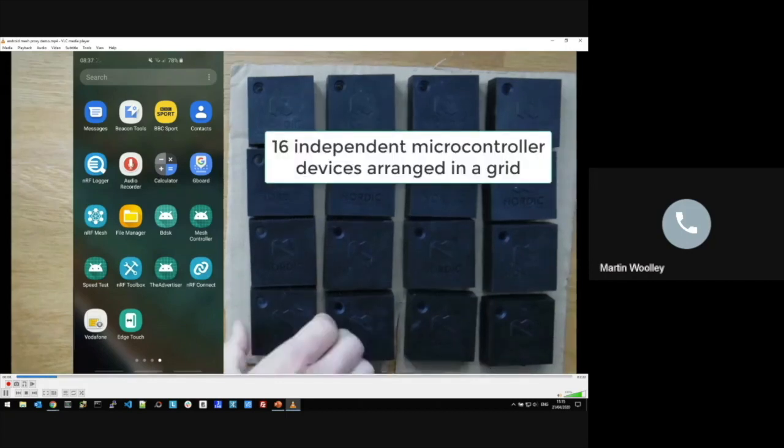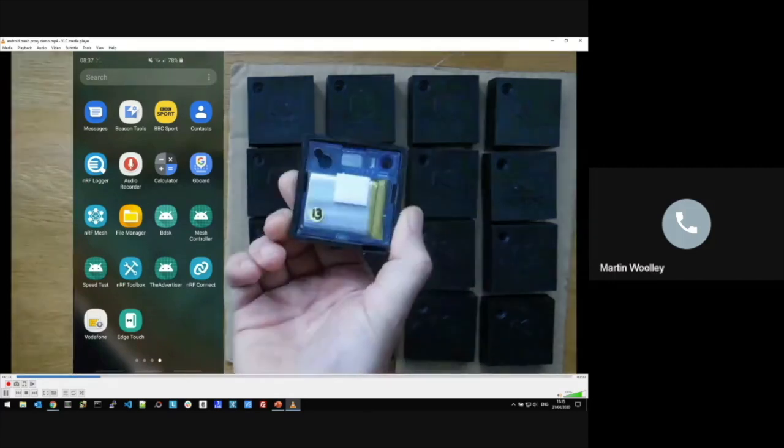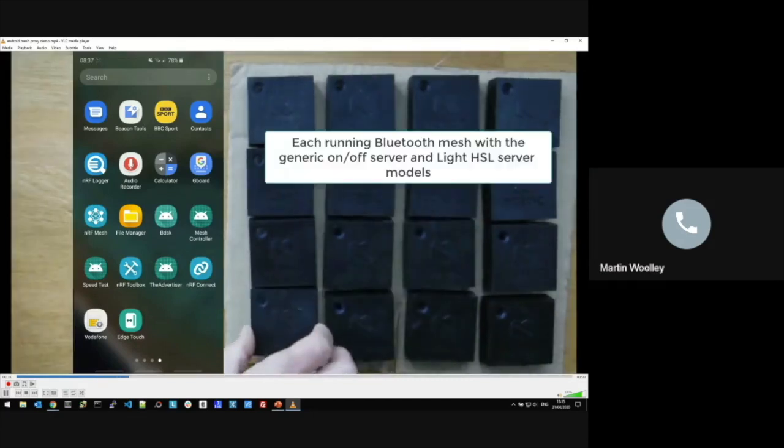So there's my 16 independent devices. I'm pulling one off the piece of cardboard I've attached it to, just so you can see what it looks like. That's a big battery in there, and there's a circuit board above it. Really nothing special, but they're certainly not connected in any other way than wirelessly.